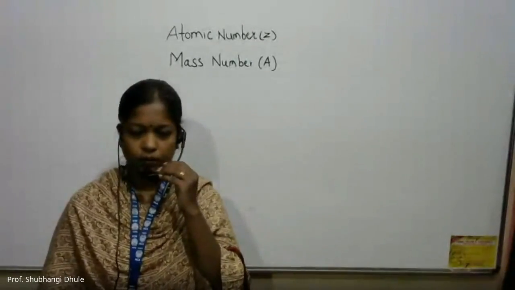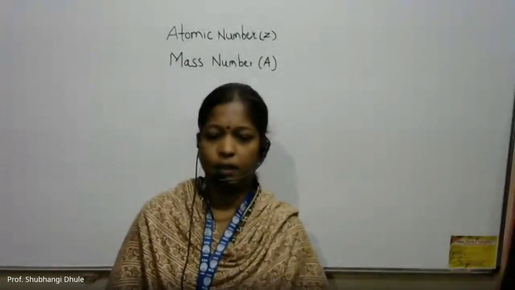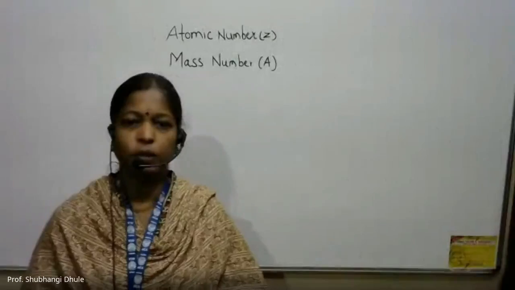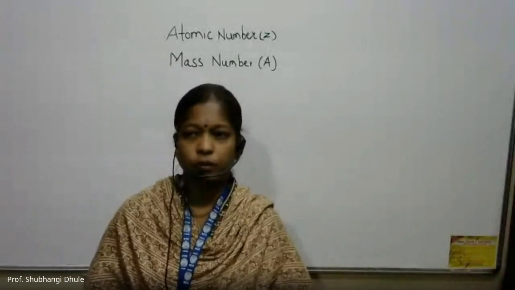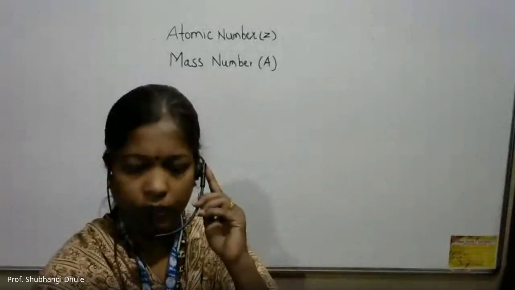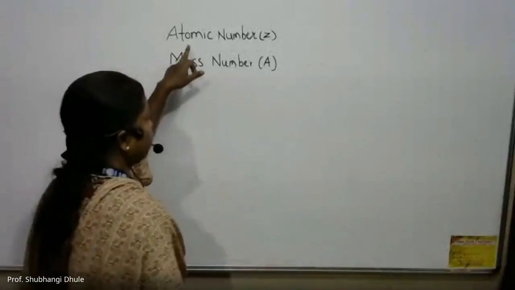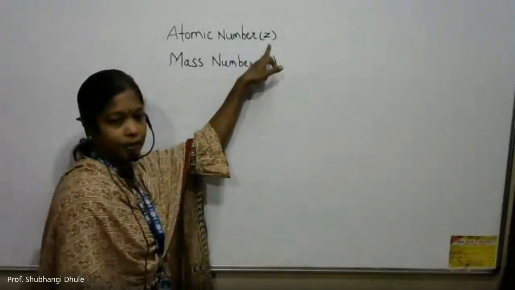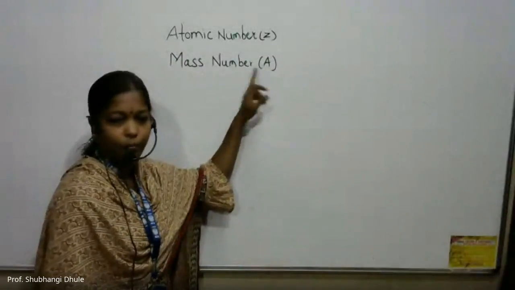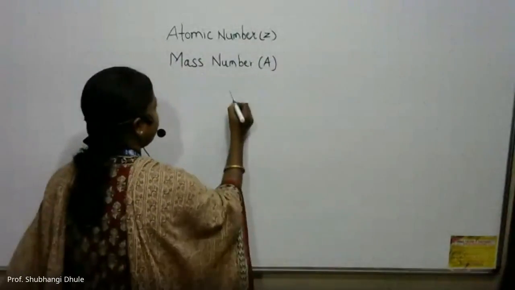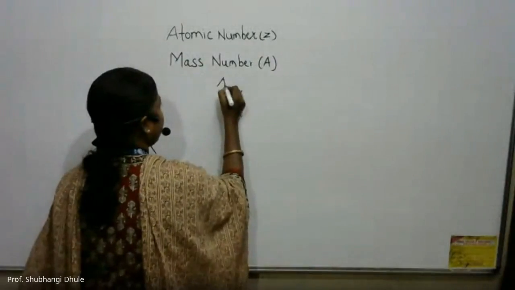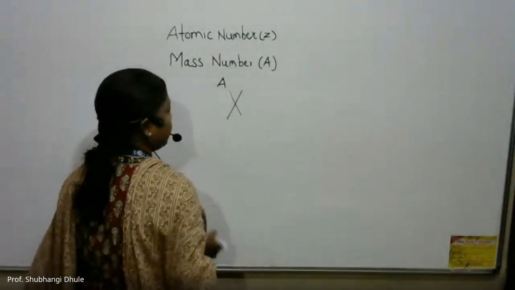Good morning. In the last lecture, we learned about the atomic mass number, atomic number, and isotopes. Now I'm going to repeat. What is atomic number? Atomic number is represented by capital Z. Mass number is represented by capital A, and this is the representation of a nuclide. Nuclide means the composition of a nucleus.